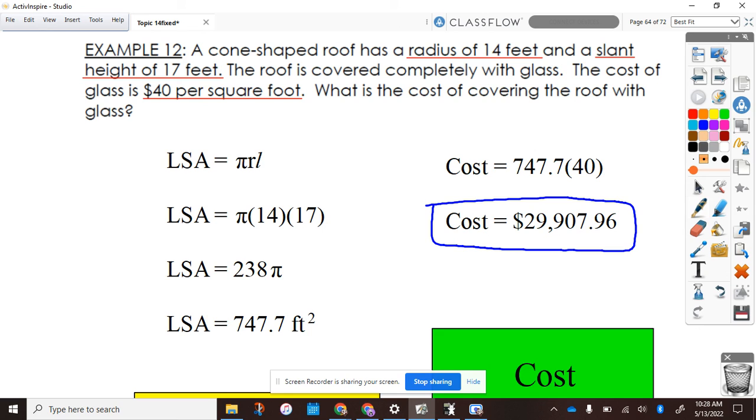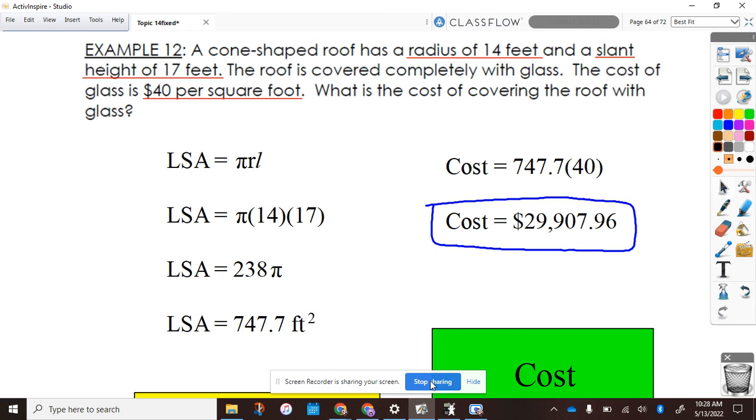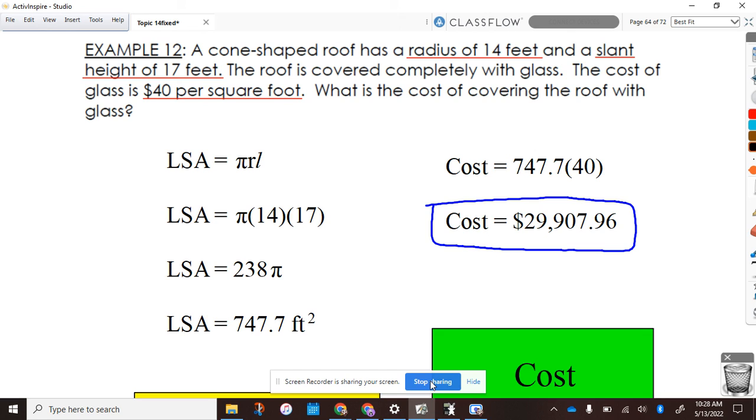So that's going to be all that we've got for this section talking about cones. We will finish up the section with our last lesson about spheres, and then we'll be done. That'll be all of the notes for topic 14.